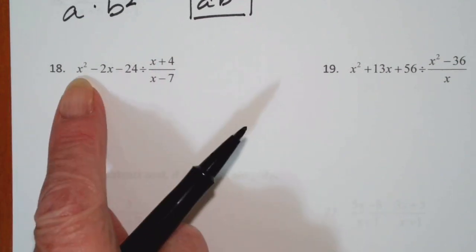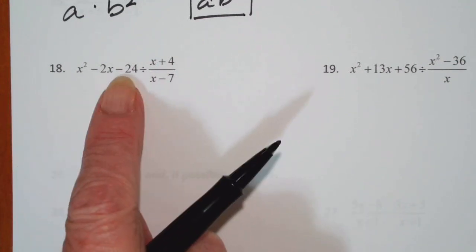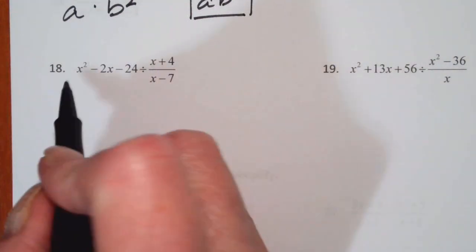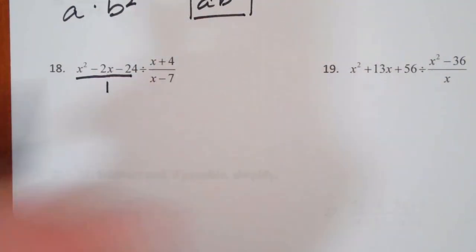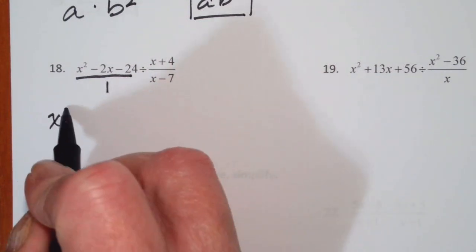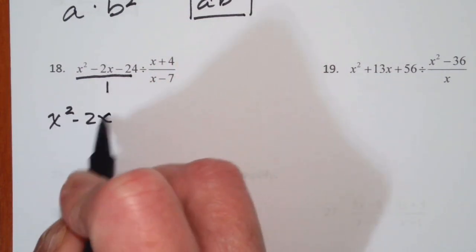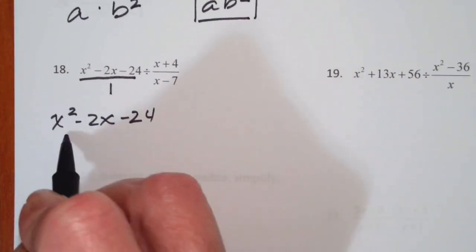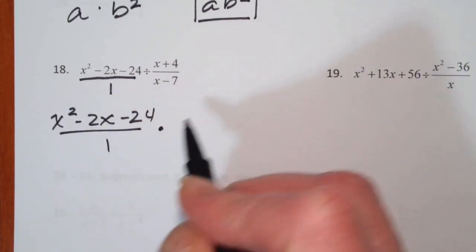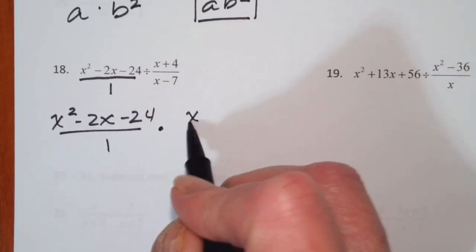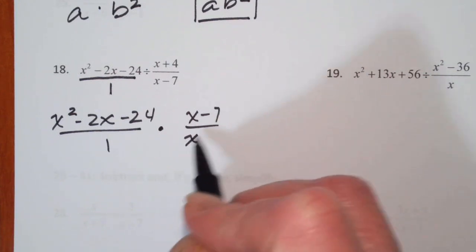Okay, on 18, I have x squared minus 2x minus 24 divided by this. The first thing I want to do here is remember this is a fraction by putting it over 1. So this becomes x squared minus 2x minus 24 over 1 times x minus 7 over x plus 4.